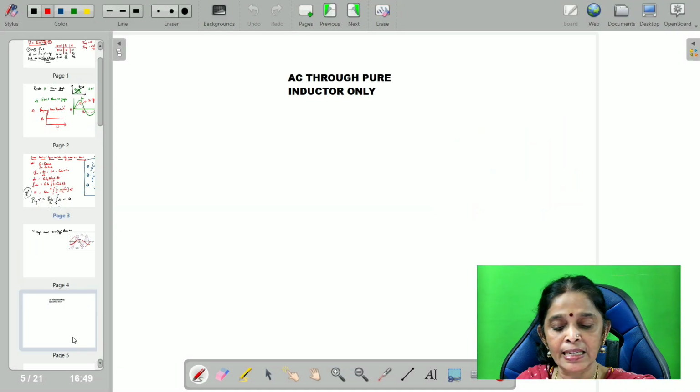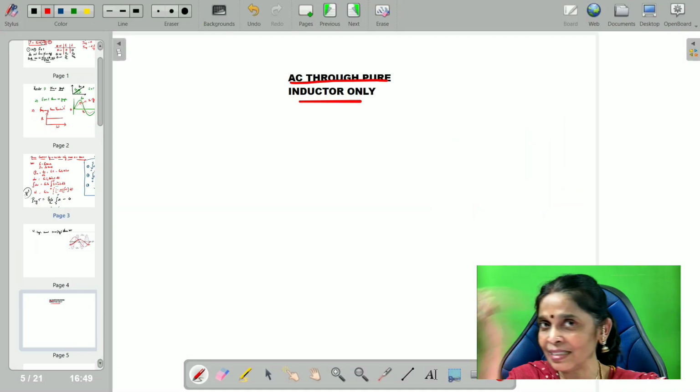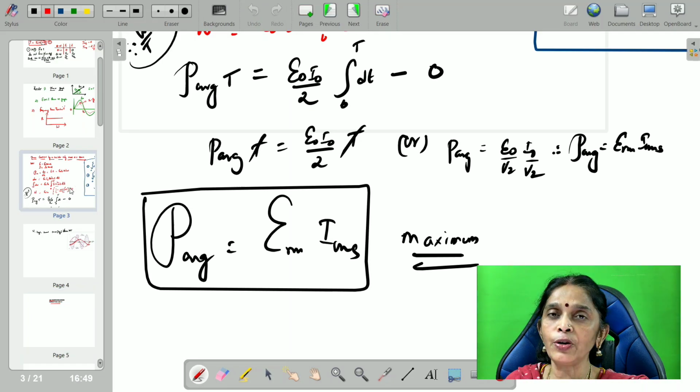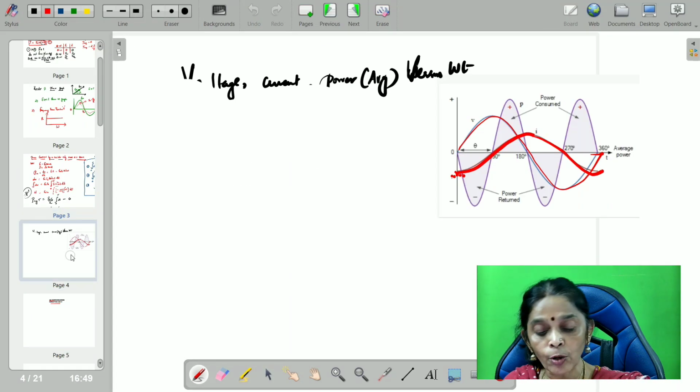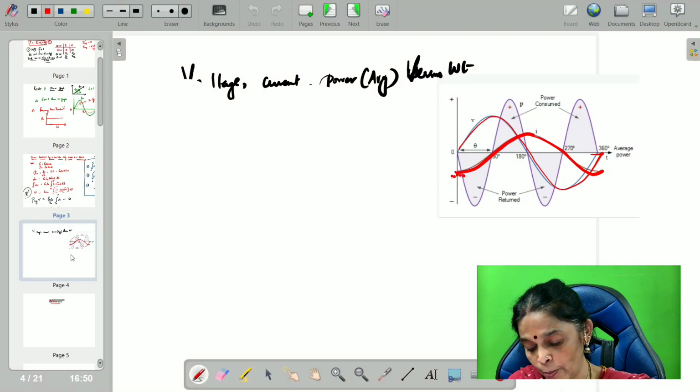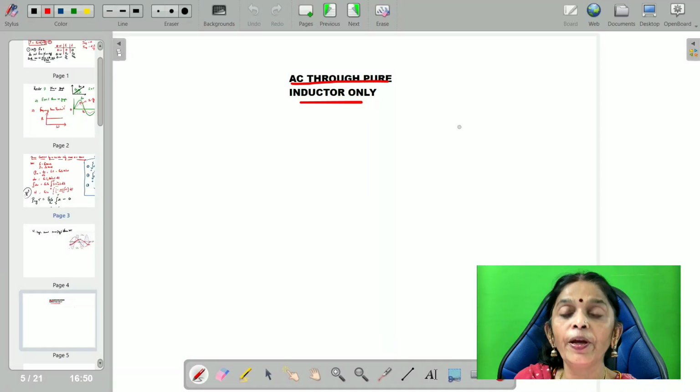Now come back. AC through pure inductor only. After I teach it, I'll come back to this. Till now you understand, children, P is equal to E RMS into I RMS. About the power graph, later on we will see, because you have to know about inductor and capacitor, and only then can you come back to the power graph. So, AC through pure inductor only.